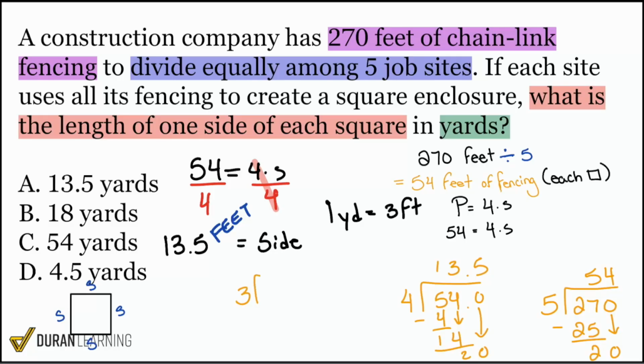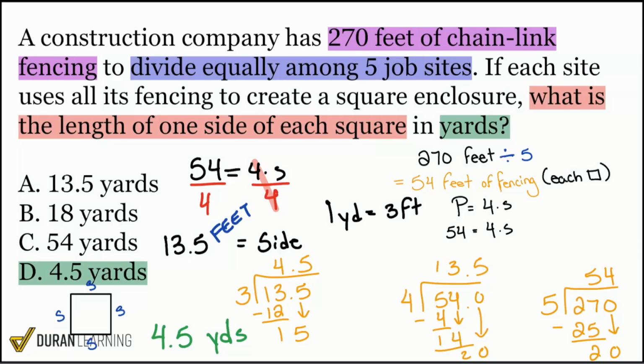So 3 going into 13.5. 3 goes into 13 4 times. Subtract the 12 and we get 1 left over. Drop the 5 and we have 15. 3 goes into 15 5 times. So there we go. Our final answer is going to be 4.5 yards. And there we go. That's why the correct answer here is answer choice D. Answers A and C were trick answers. Answer choice D is the correct one.